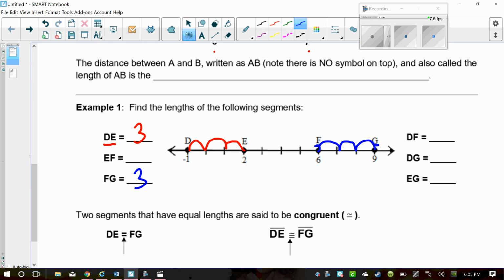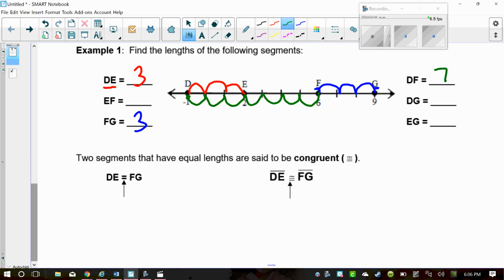D to F. Let's do that one in green. D to F. I'm going to start at D and I'm going to go over 1, 2, 3, 4, 5, 6, 7 units to go from D to F. I think you guys can figure the rest of these out.